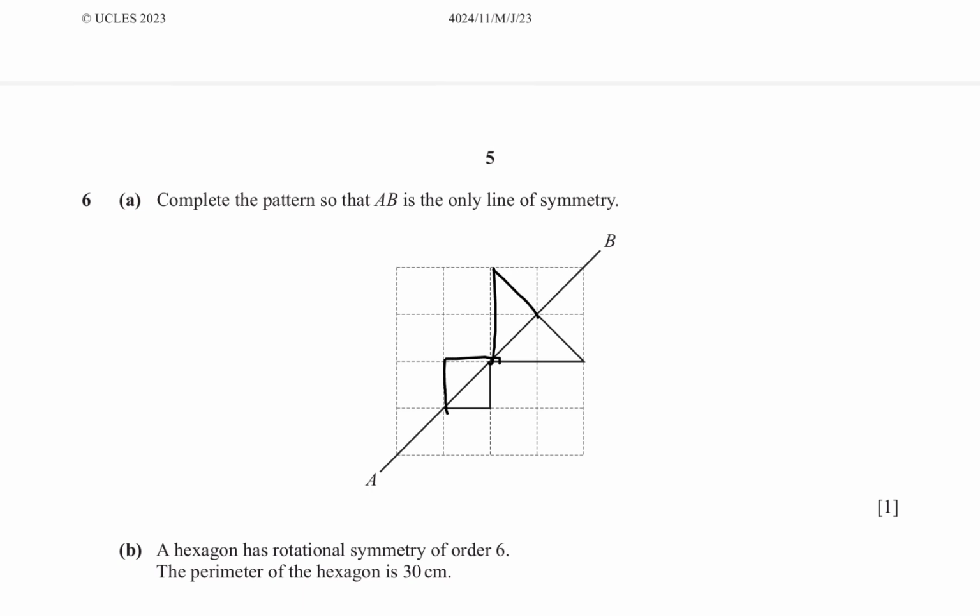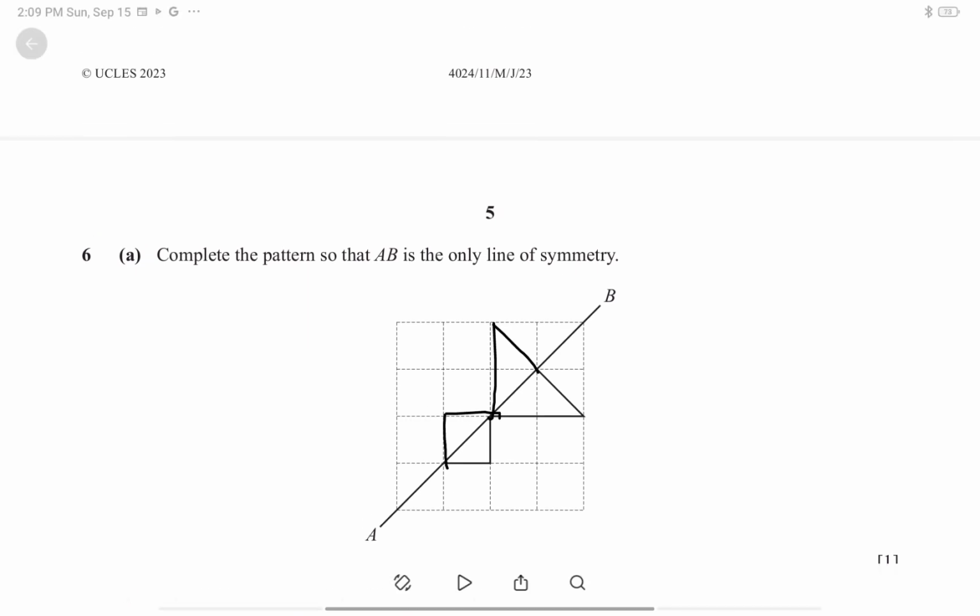Okay, complete the pattern so that AB is the only line of symmetry. I have completed the pattern and it is showing that AB is the only line of symmetry in this case.